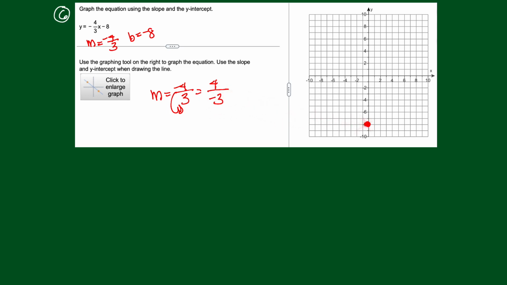So I'm going to start here, and instead of going to the right 3, down 4, I'm going to go to the left 3, 1, 2, 3, and up 4. 1, 2, 3, 4. All right, so let's put a point there. I think it's right there if I counted that correctly. You know, we could even do it again. Go to the left 3, 1, 2, 3, and up 4 puts us right there. Now I've got 3 points, and they look like they're all on a line. So I'll pass a line through these 3 points. There's our graph.